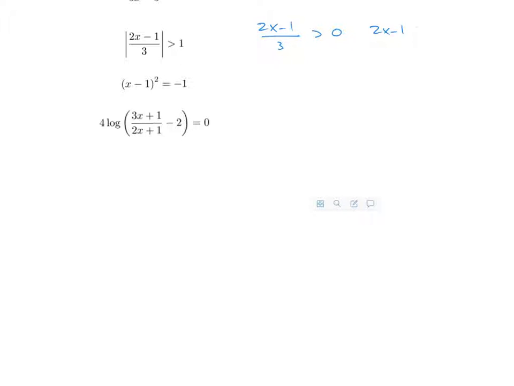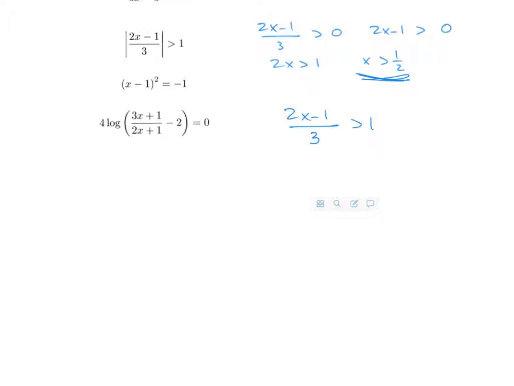2x minus 1 is larger than 0, because we can just multiply both sides by 3, and then I have 2x is larger than 1, and then x would be larger than 1/2. So what I'm saying is basically that this term is positive if x is larger than 1/2. So in this case we can leave the absolute values and just write it down as 2x minus 1 divided by 3, so only in this case is larger than 1.